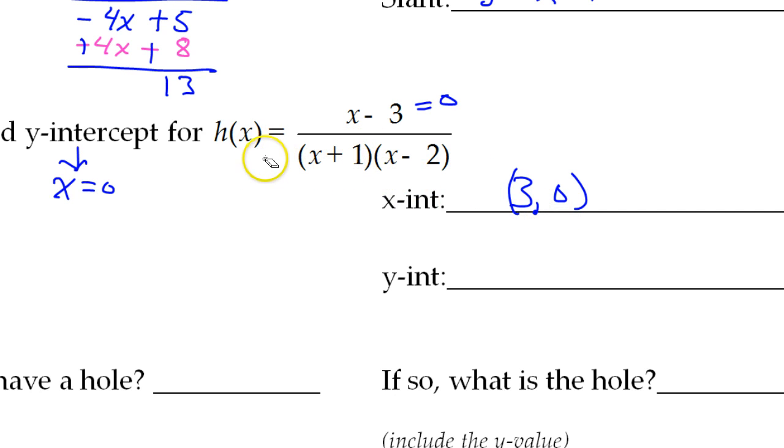Now, for the y-intercept, like I said, we're going to let x equal 0. So that means everywhere you see an x, that's going to become a 0. 0, 0.